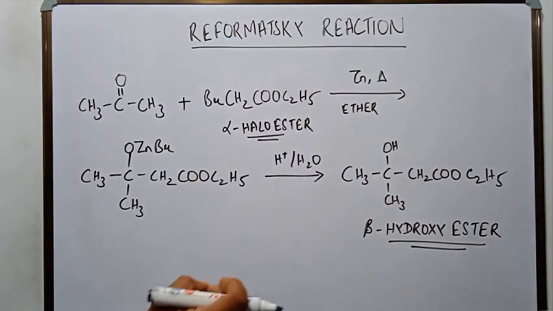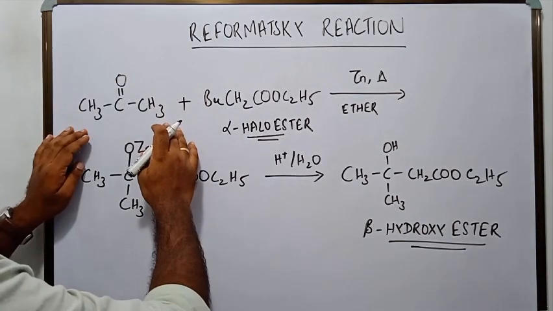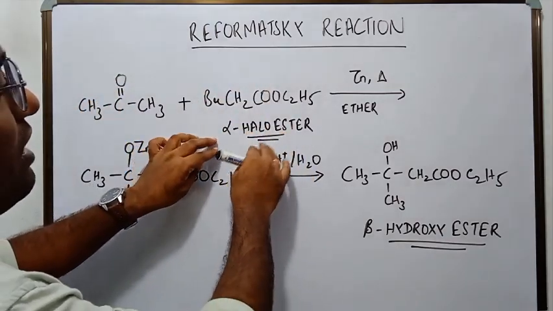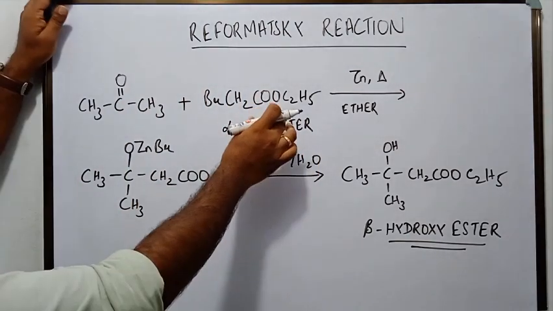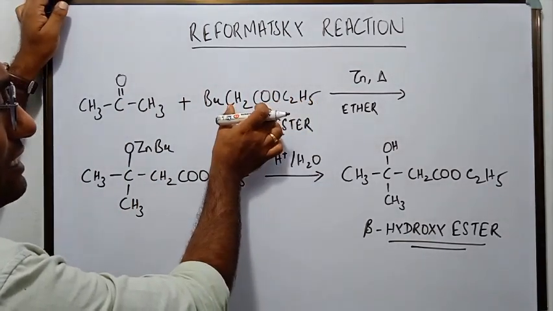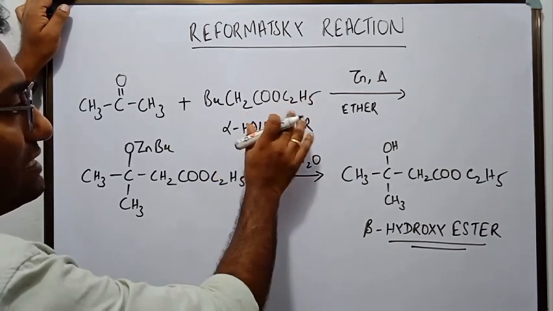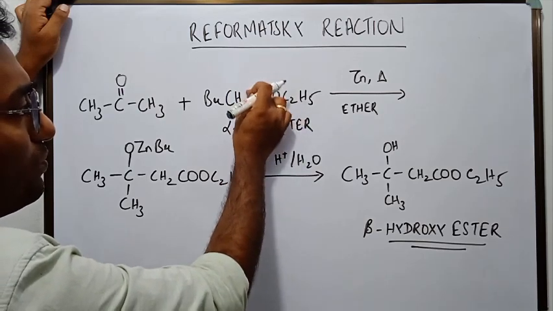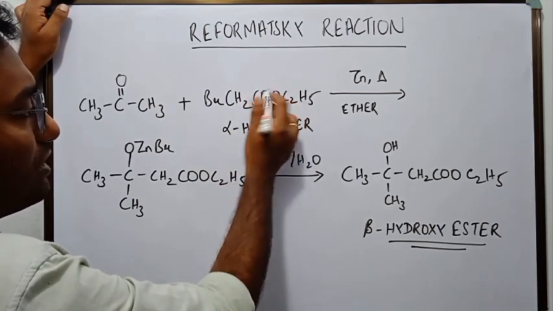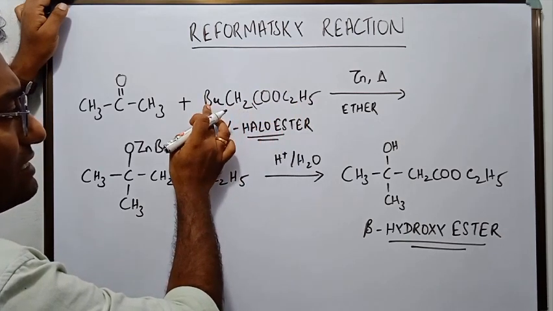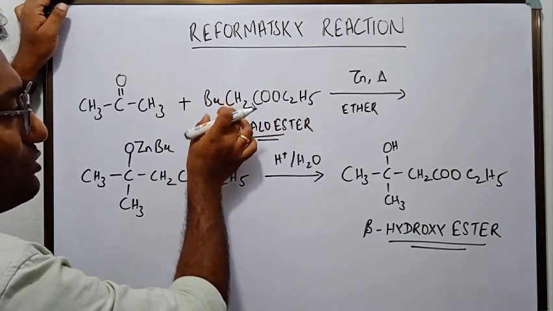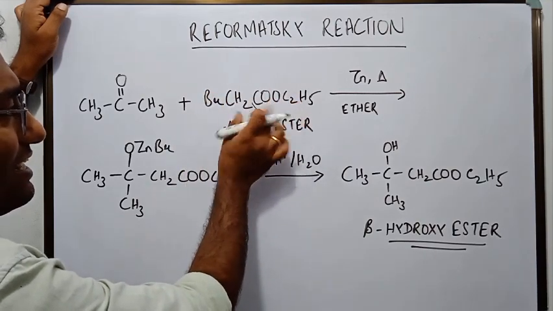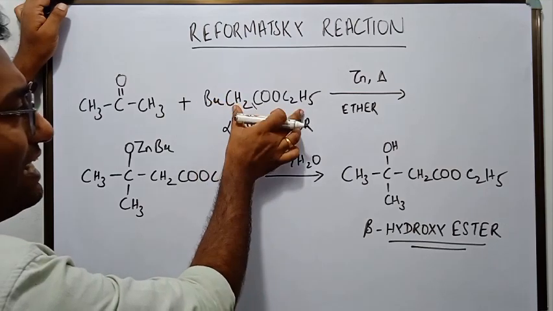What happens in this reaction is that a carbonyl compound is heated with an alpha halogenated ester. This is an ester, right? This is ethyl acetate. This is the carbonyl group, that is the functional group. This is the alpha carbon atom, and this is alpha halogenated, correct? So it is an alpha halogenated ester.